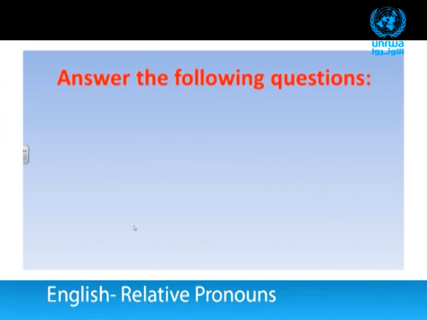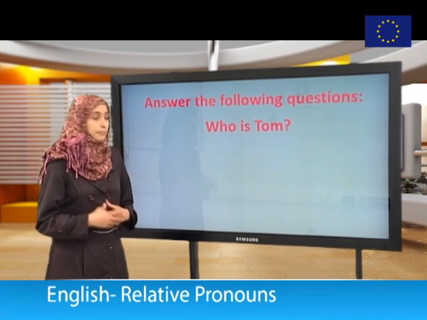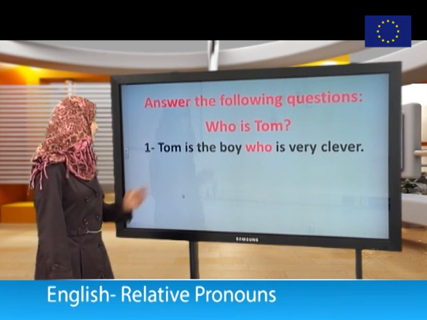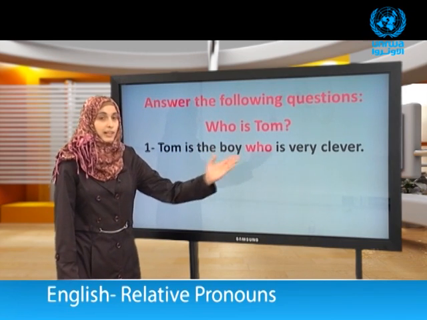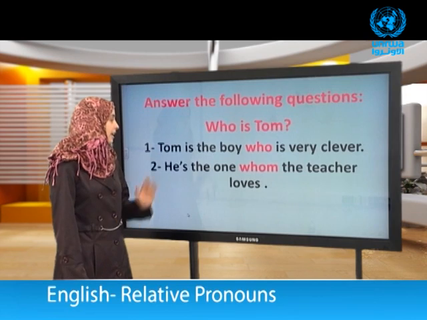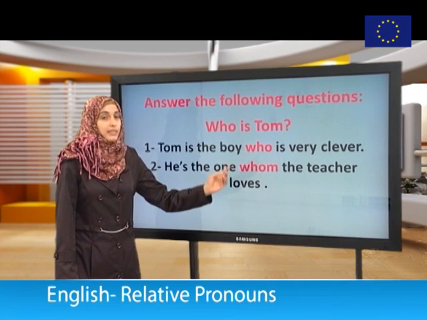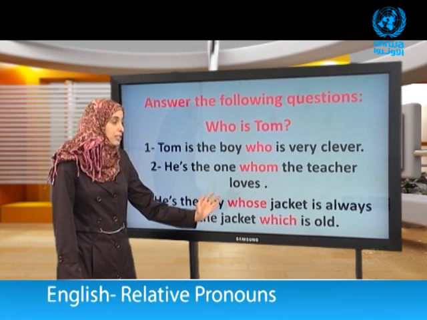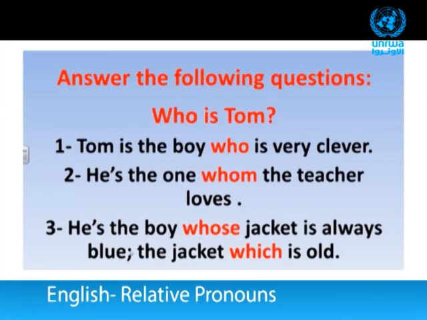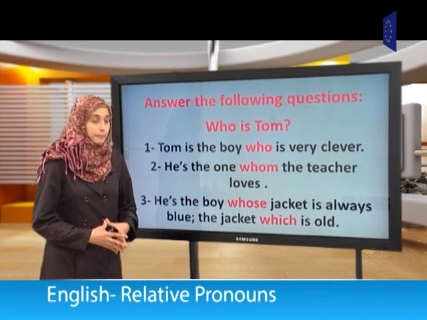Answer the following questions. Who is Tom? Based on the passage, who is Tom? Can you give me more details about Tom? We can say, Tom is the boy who is very clever. Or, he is the one whom the teacher loves. Or, he is the boy whose jacket is always blue. The jacket which is old. Notice here we have described Tom.